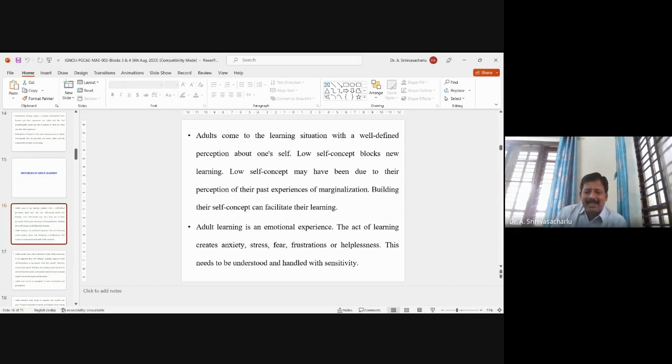Under any circumstances, we should never ever shout at them. "How many times should I give training to you? You are a, what is this?" If you shout like that, women will never come back, and even men also. There should not be any situation, any act of learning, that leads to anxiety, stress, fear, frustration, and helplessness. Helplessness will come.